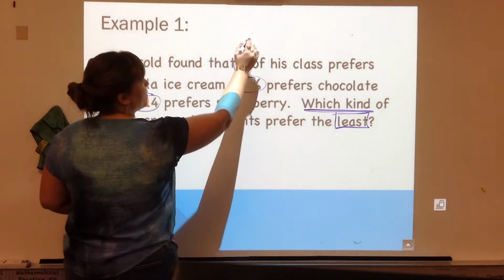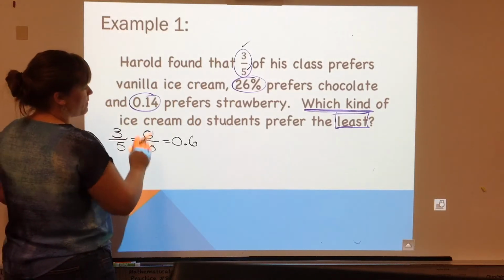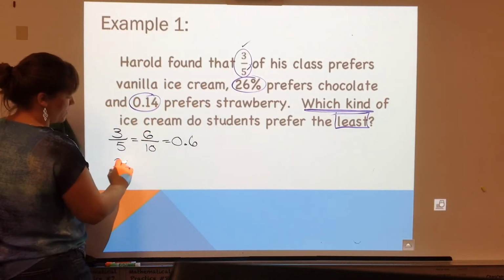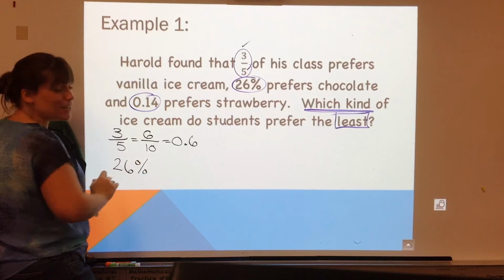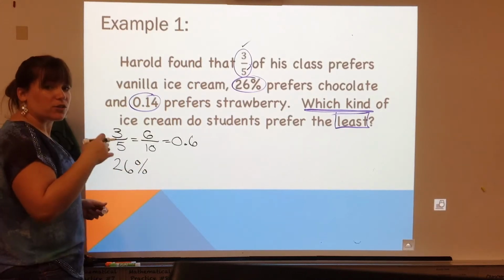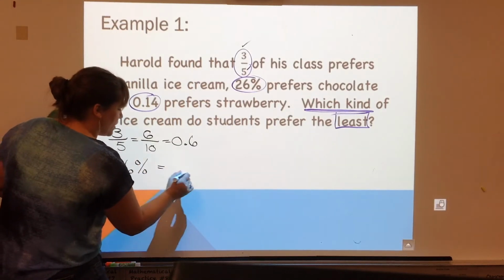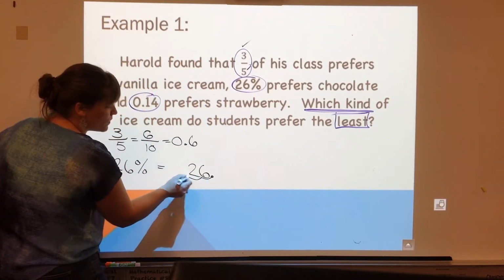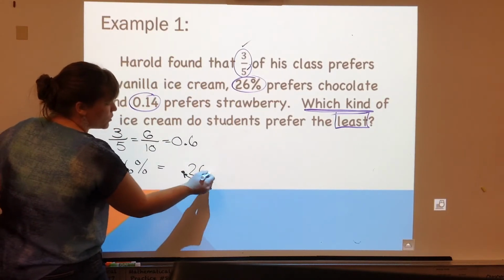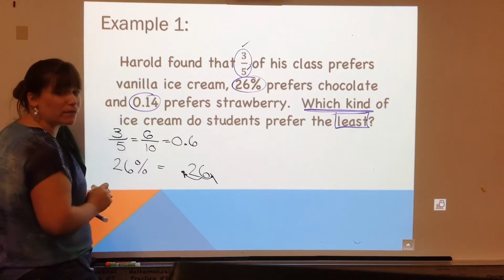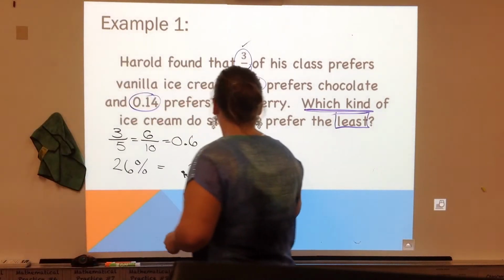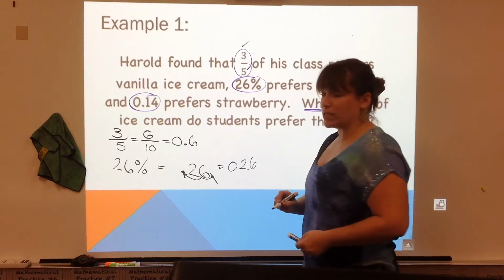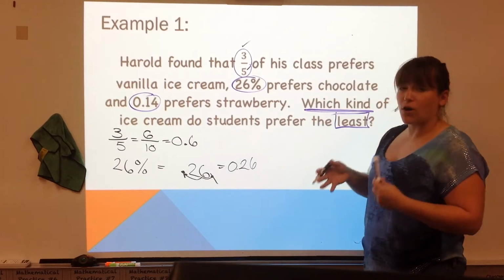So I did 3/5. I already have this as a decimal, so my next job is to take the 26%, turn it to a decimal. And so I'm going to take the number 26, here's the decimal point, move it over 2 places. It's no longer after the 6, it's in front of the 2. So that means I have 0 and 26/100. Now I have all three decimals.